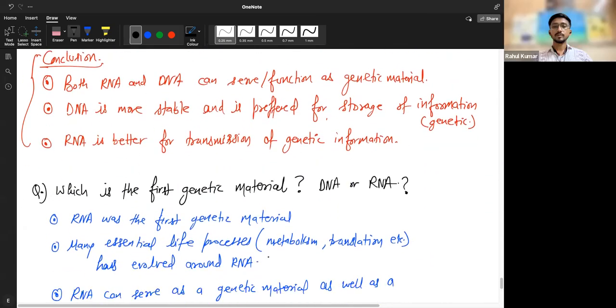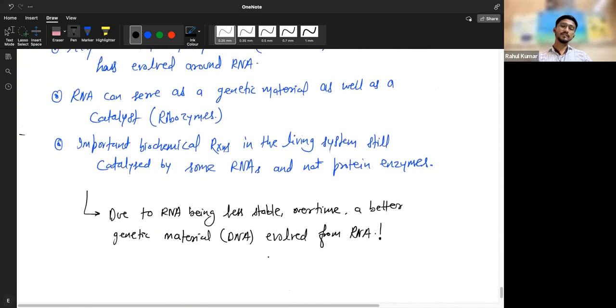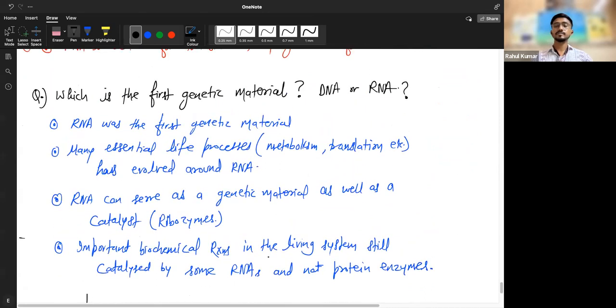So what did we learn today? We learned about the RNA world. We realized that RNA was the first genetic material, and this concept or theory is known as the RNA world theory. At one point of time, the world was only of RNA. The genetic material was only RNA. This is when early life was beginning on planet Earth.